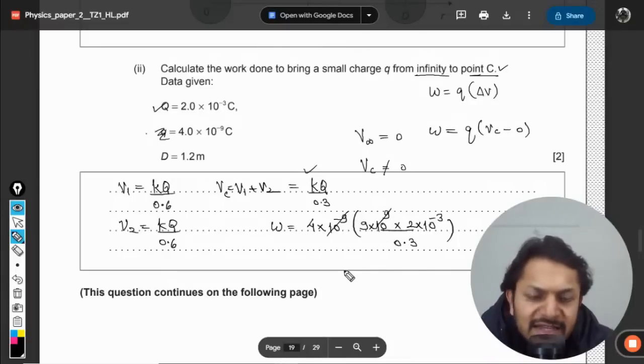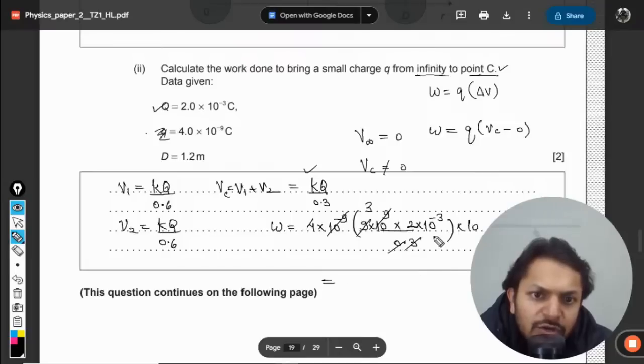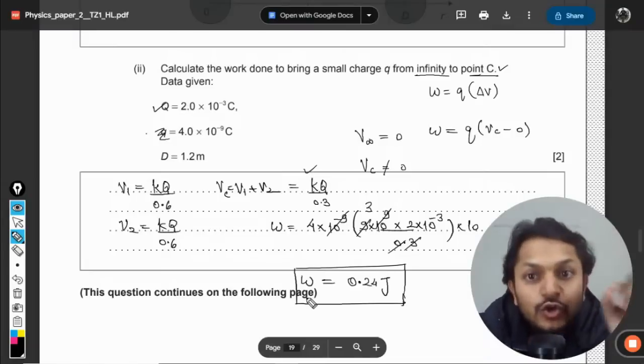So this and this get cancelled out, and this decimal can be removed by multiplying by 10 in the numerator. So this will be 3. So 4 3s are 12, 12 2s are 24. So 24 into 10 to the power negative 2 is 0.24 joule. This is the net work done in bringing a charge from infinity to that point.